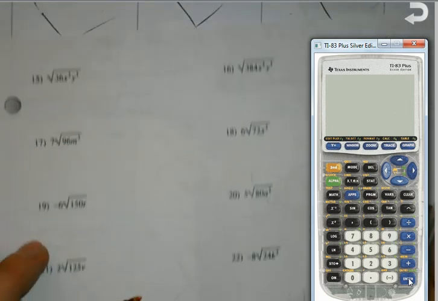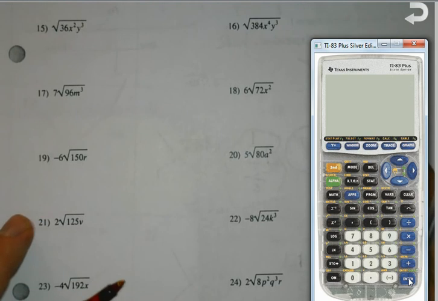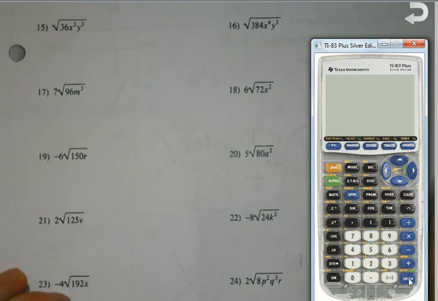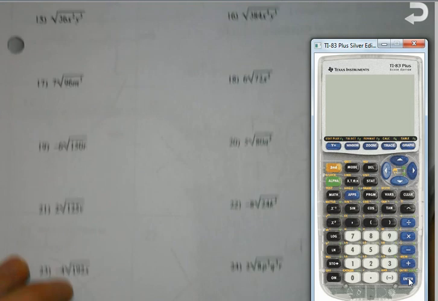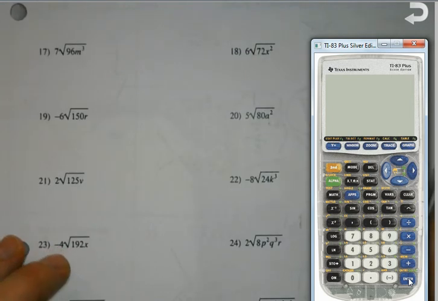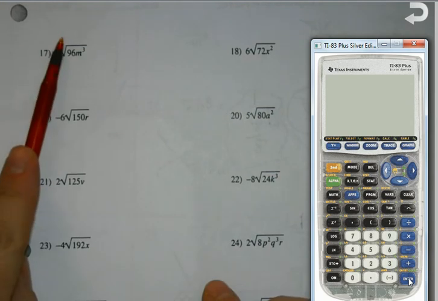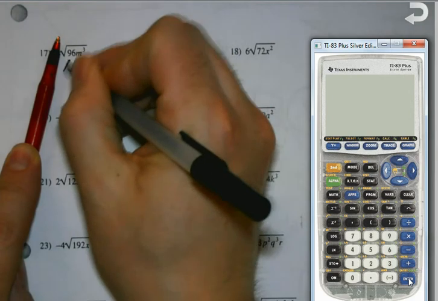I'm trying to play this game. Now, when you get to the back, here comes a twist. Let's say we're doing 17. What's that 7 doing out front? Ooh, we're going to ignore that for a minute. We're just going to worry about the 96 underneath.